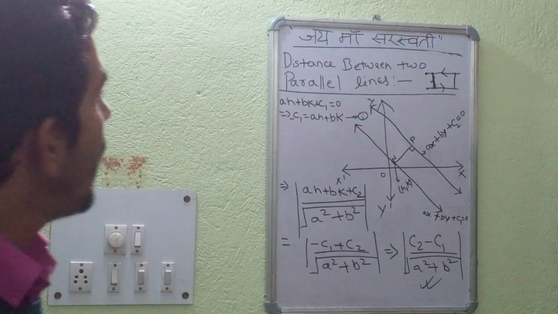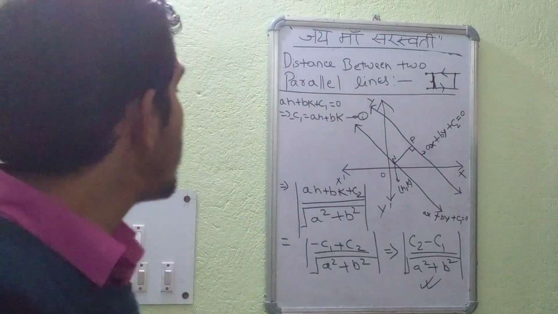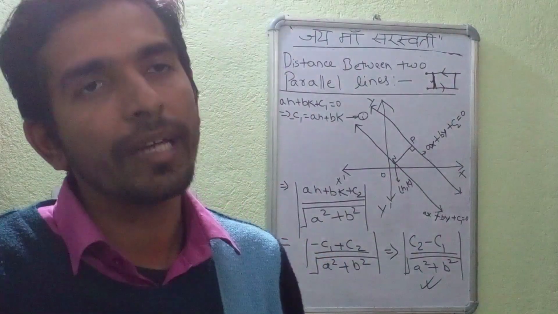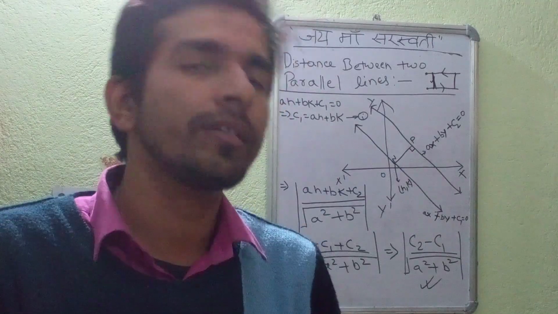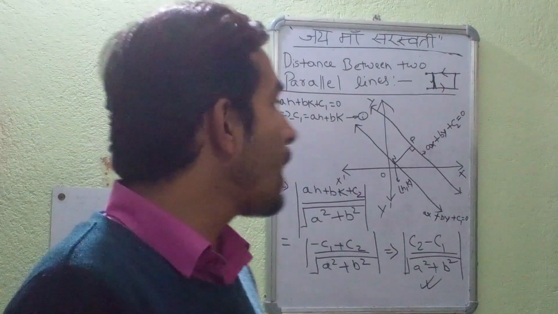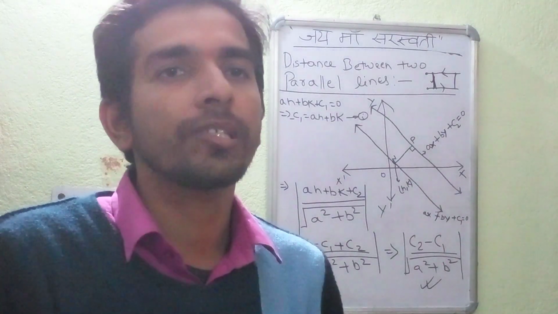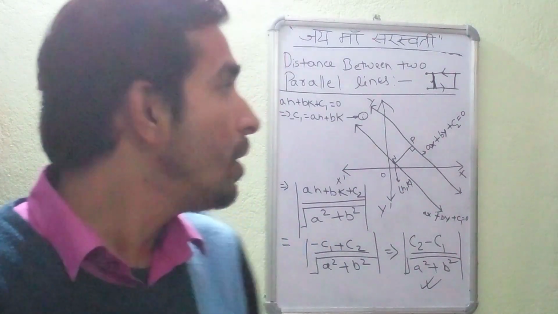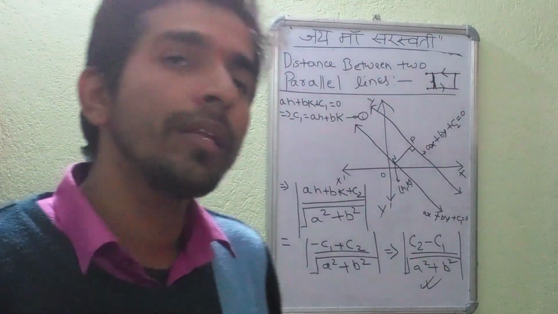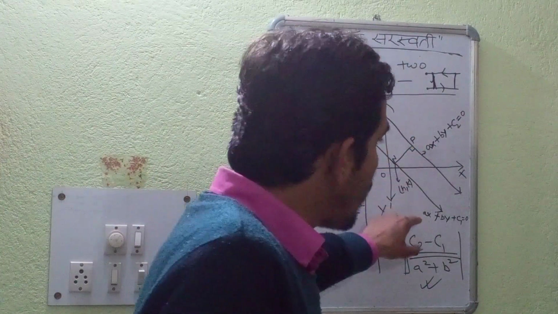As far as the distance between two parallel lines is concerned, we have drawn two axes, the x-axis and the y-axis. The horizontal axis is the x-axis and the vertical axis is the y-axis. And we have taken two lines, ax plus by plus c1 is equal to 0 and ax plus by plus c2 is equal to 0. The coefficients of x and y are the same in magnitude, that is, a here and also a here.